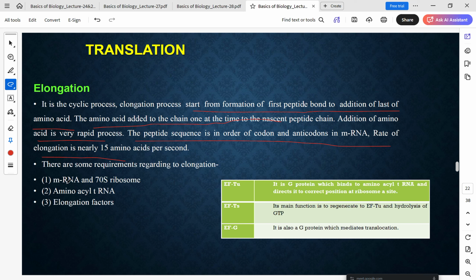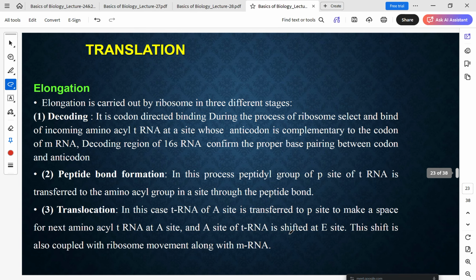So what is required for the elongation to start? The mRNA and the 70S or 80S ribosome are present, the amino acid tRNA is present, the elongation factors are present, and the initiation has happened. These are very essential, only then the elongation starts. There are multiple elongation factors as well. EF-Tu is a G protein that binds to amino acid tRNA and directs it to the correct position at the ribosome A site. EF-Ts regenerates EF-Tu by hydrolysis of GTP. EF-G is also a G protein which mediates translocation.